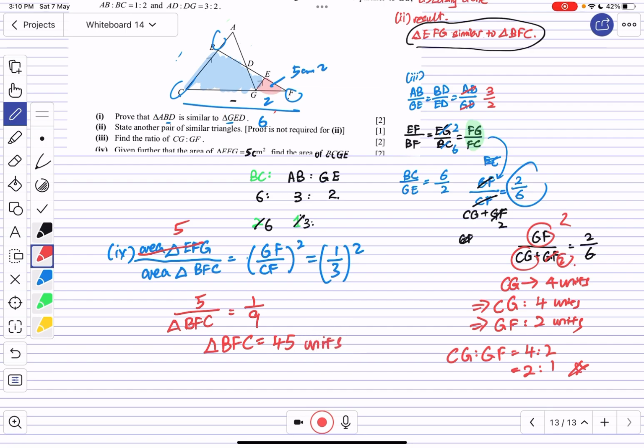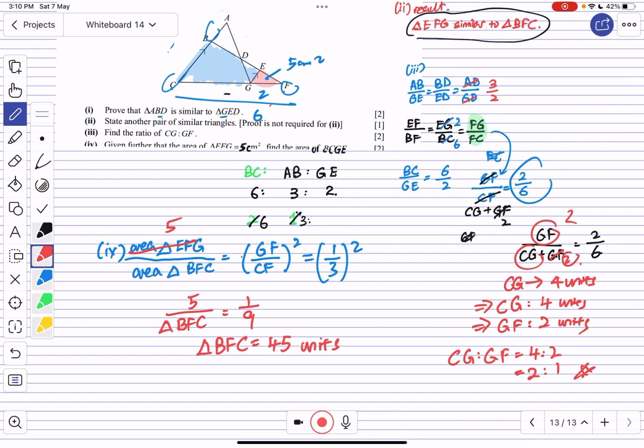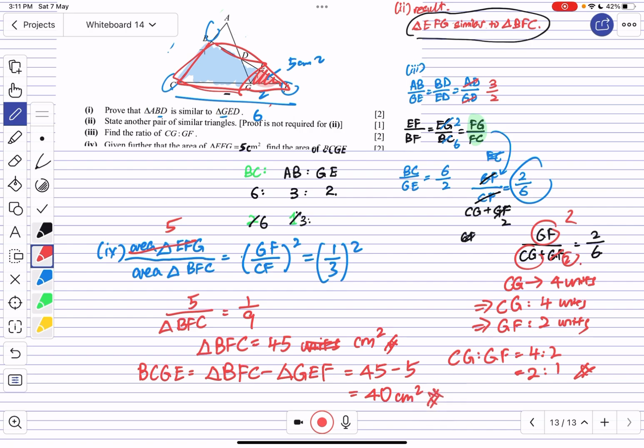Now, if the area of BFC is 45 units, sorry, not 45, but 45 cm square. And if we want to find the area of our quadrilateral BCGE, we just need to take the area of BFC, subtract away the area of triangle GEF, which is 45 minus 5. So remember, this is 45, this is 5. To find this, 45 minus 5, and our answer is 40 cm square. Thank you.